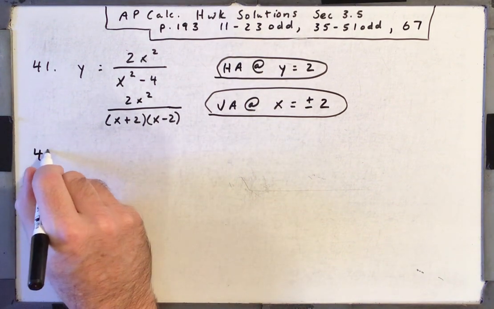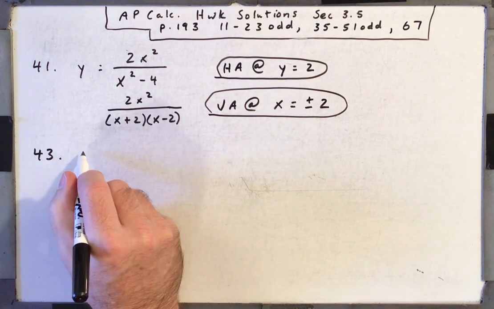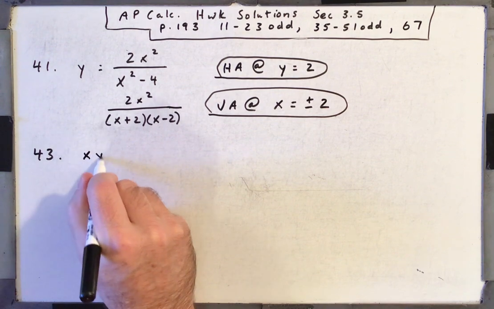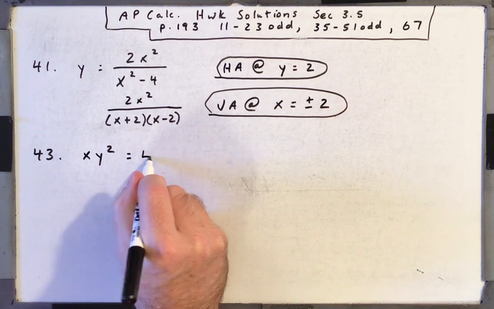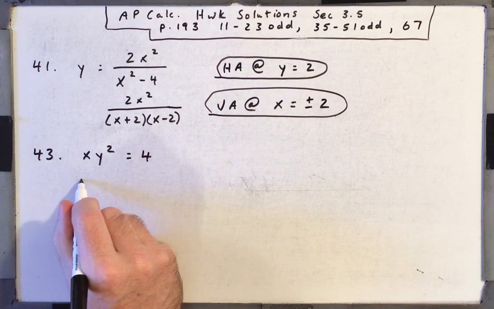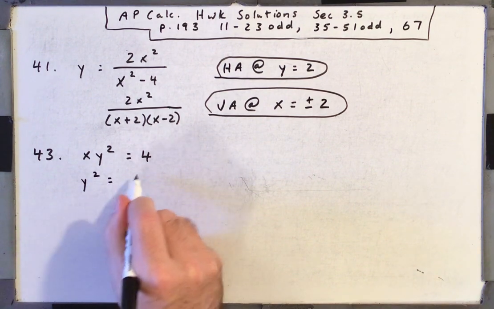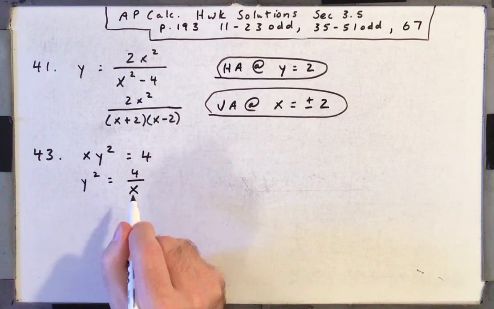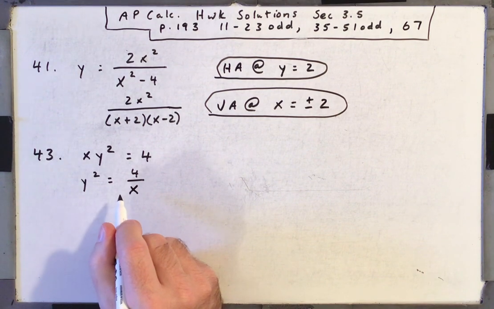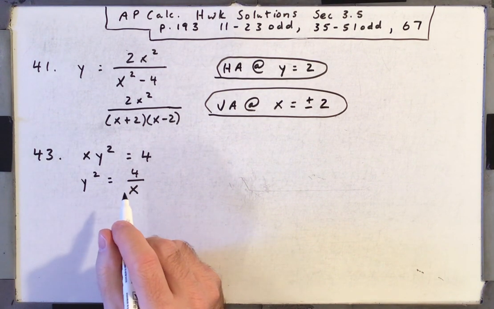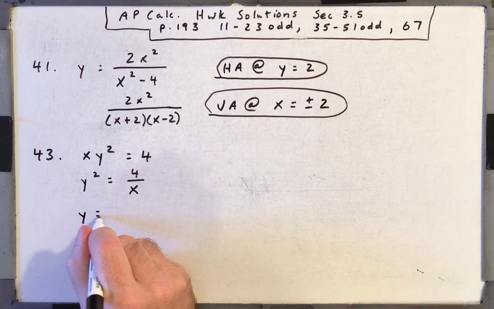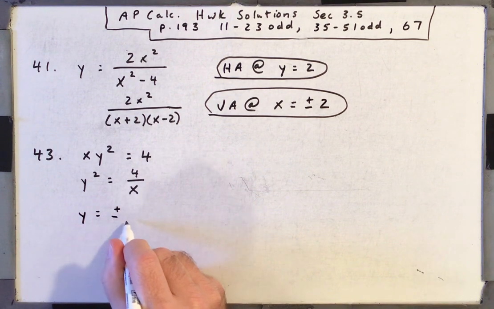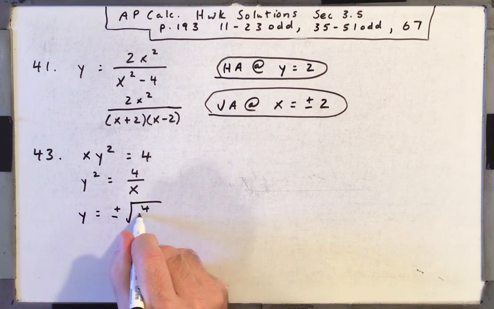All right, 43. That one's a little tricky. We have xy squared is equal to 4. Well, we're going to have to solve this for y. So y squared is equal to 4 over x. And therefore, y is equal to plus or minus the square root of 4 over x.